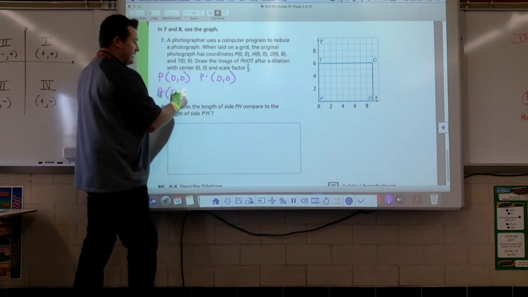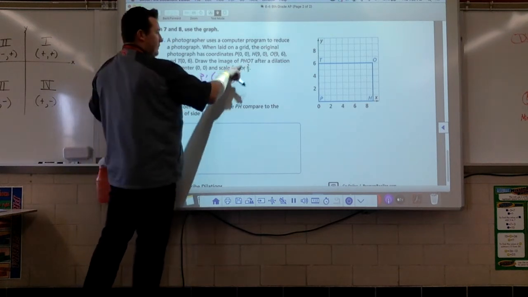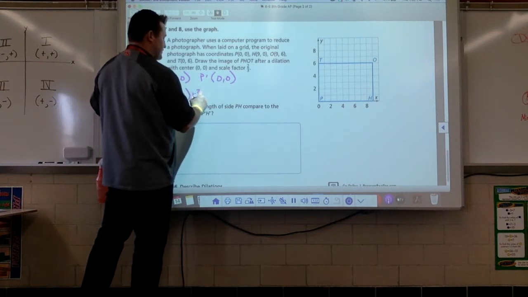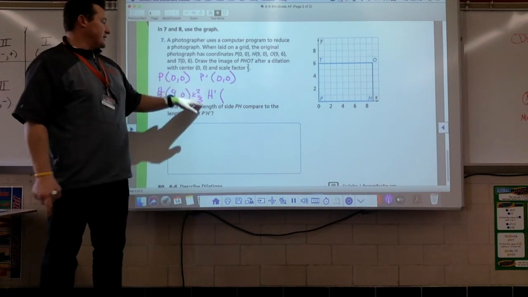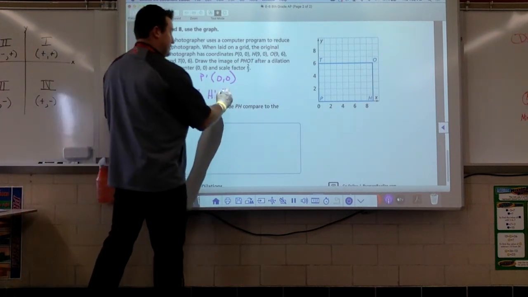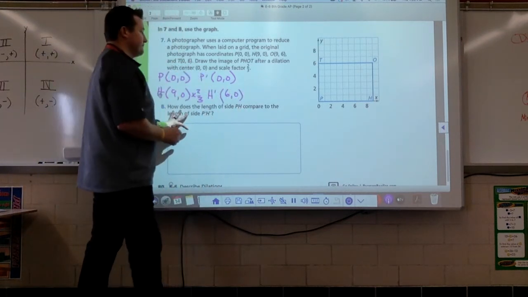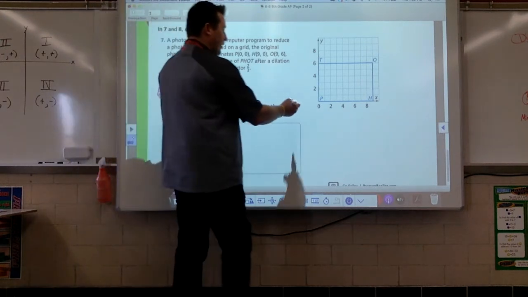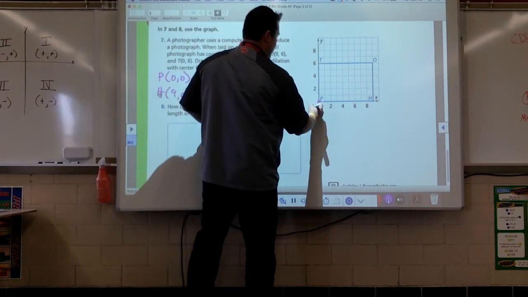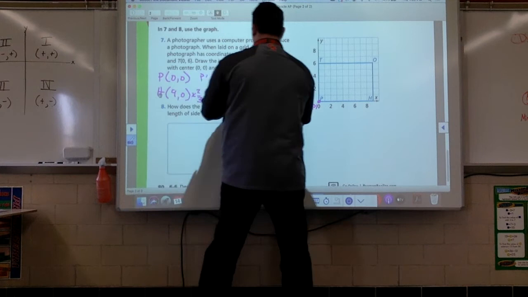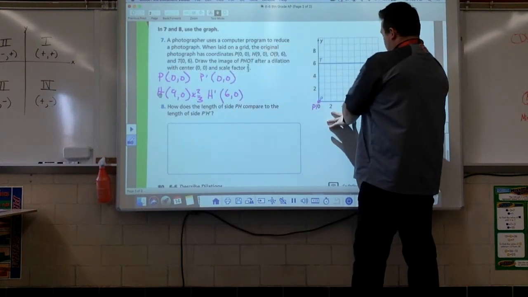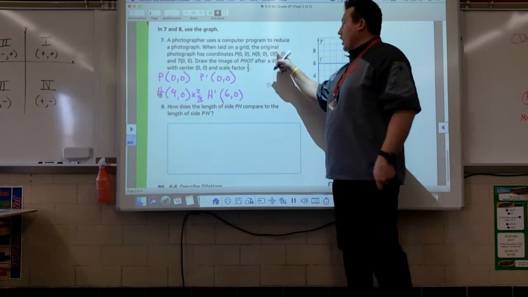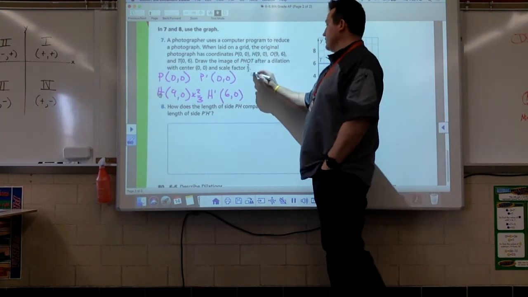H was at 9, 0. Again, we're going to multiply by the scale factor of 2/3 to figure out H prime. So 9 times 2/3 is 6. So there's 2 of my new points. We can go ahead and plot those. Here's P prime. H prime is at 6, 0. That would be right here.